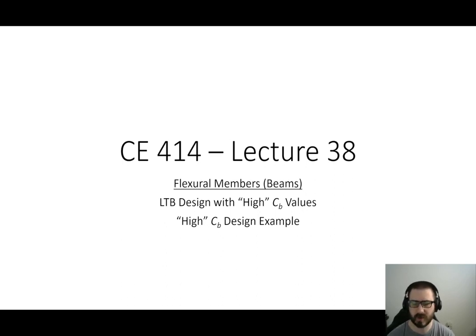But what we're going to do is basically discuss an additional aspect of designing discretely braced beams. And the way that I break this down in the class is I first show you how to design for what I call low CB values, and then for what I call high CB values. And I think today's lecture will definitely help you discern what I mean by low versus high CB values. So with that, let's go ahead and jump right in.